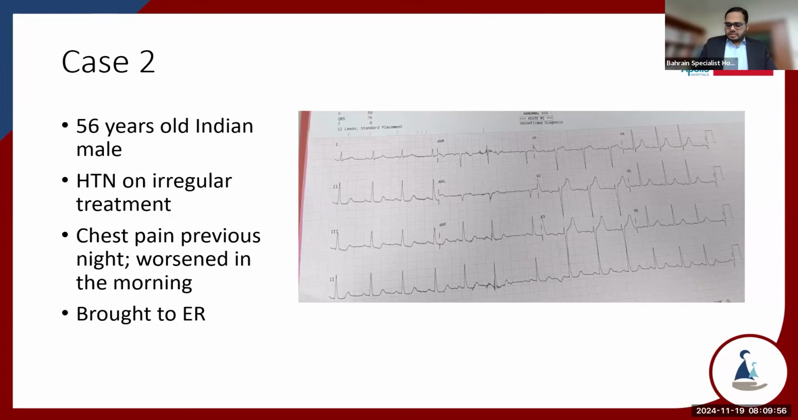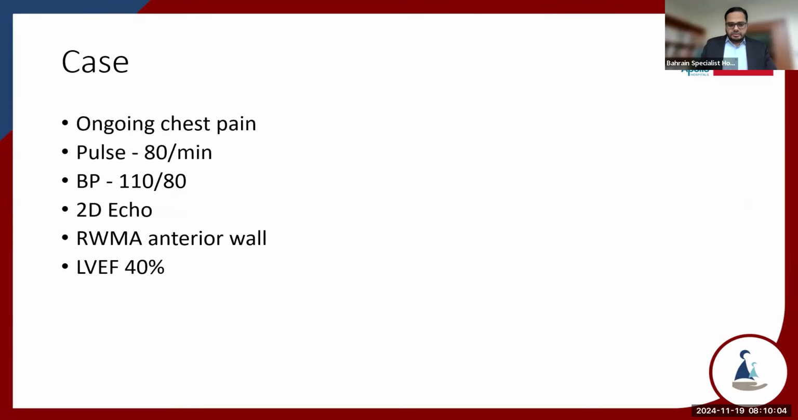The second case: a 56-year-old Indian gentleman, hypertensive on irregular treatment, had chest pain the previous night, worsened in the morning, and was brought to the ER. This is about 3 months back. When he came, he had ongoing chest pain, pulse 80 per minute, blood pressure 110 by 80 initially. Echo showed anterior wall hypokinesia, EF was only 40%.